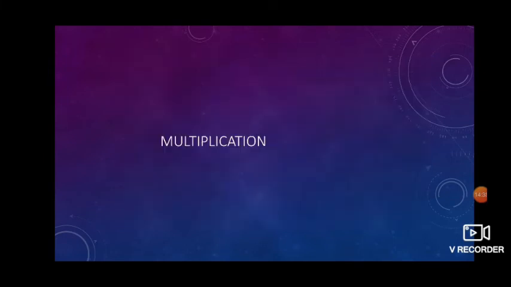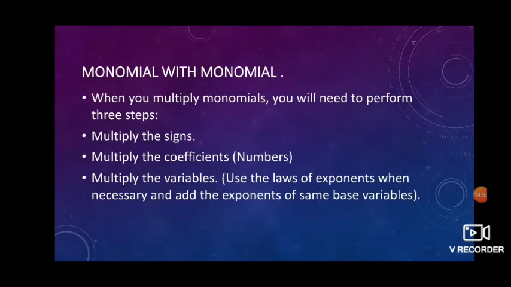Next thing is multiplication. Whenever we see multiplication, we have 3 types. But today in this session, I am going to discuss only monomial with monomial. Whenever we are doing multiplication of two terms, we'll follow three steps. The first one is multiply the signs, second one is multiply the coefficients, and third one is multiply the variables. How do we multiply the variables? If you have the same base variable, we'll add the powers. This is called the power law.